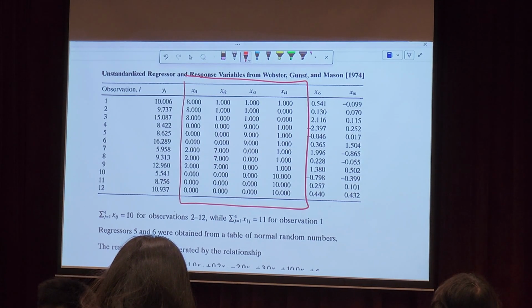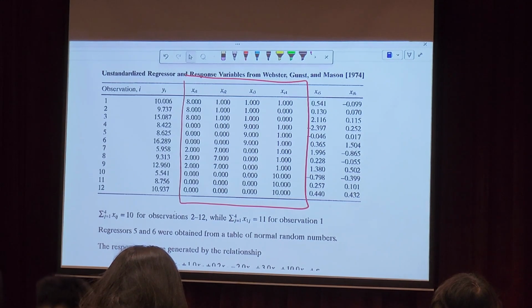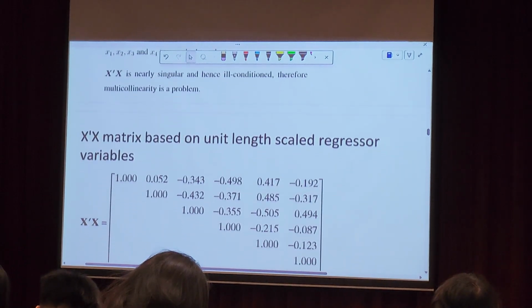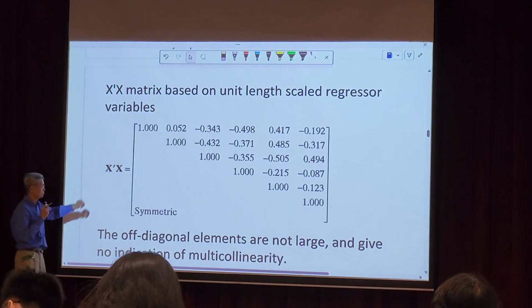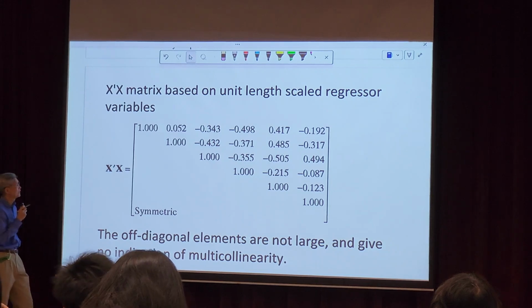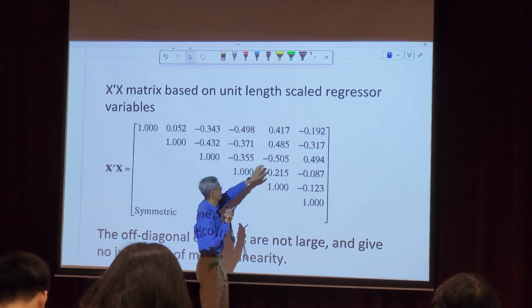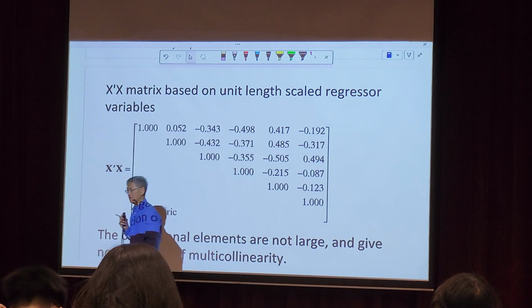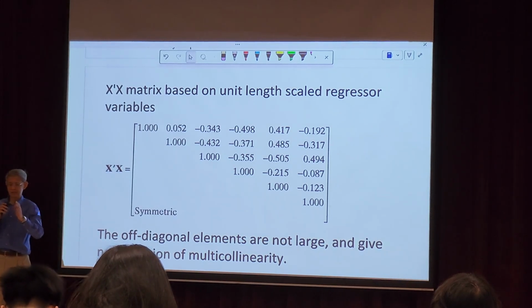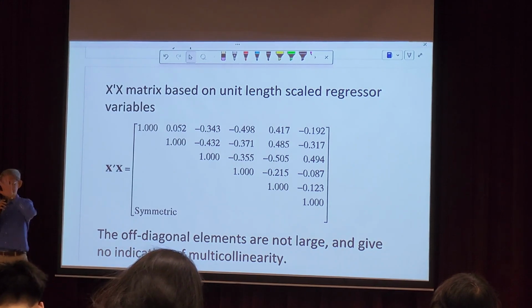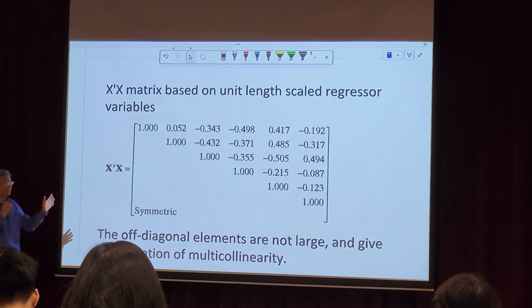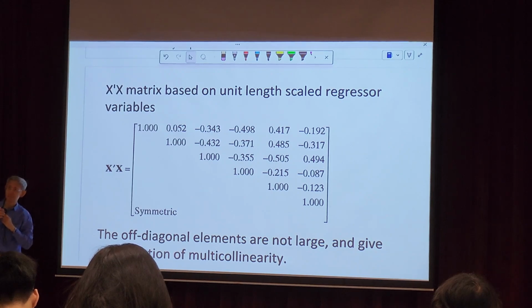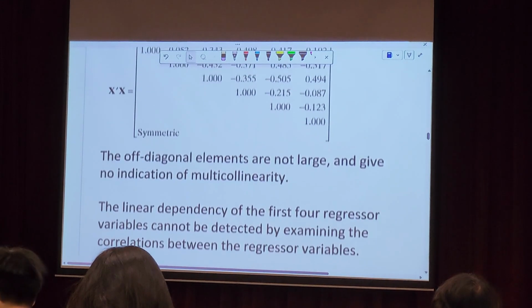So can we detect this dependency by examining the correlation matrix or not? Well, let's take a look at the X prime X matrix for this example. So this is the X prime X matrix for this example here. You look at the correlation, none of them is big. But we know this data set has a strong dependency among the first four. Nearly perfect dependency. But you can't detect it using correlation. So this method fails. Okay?